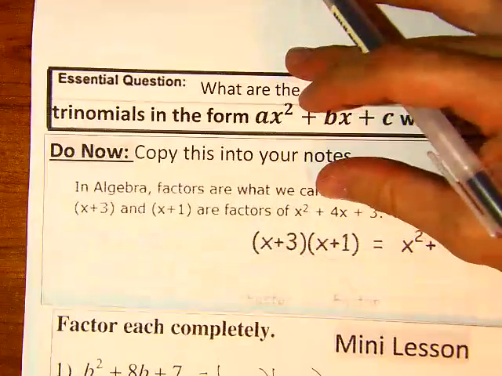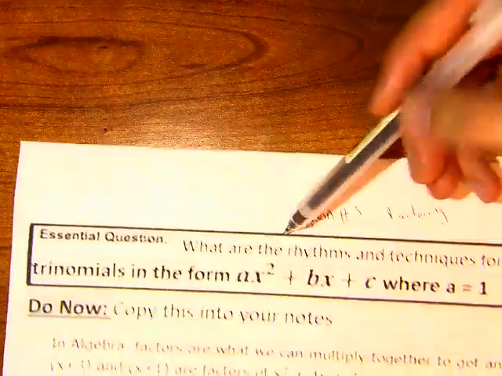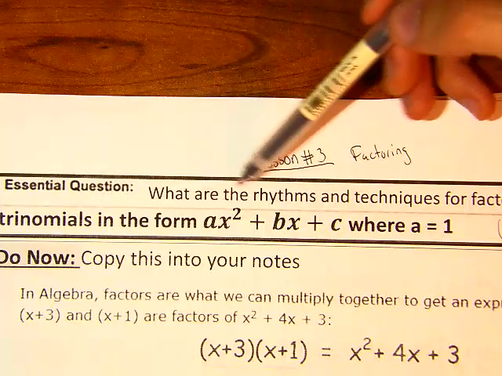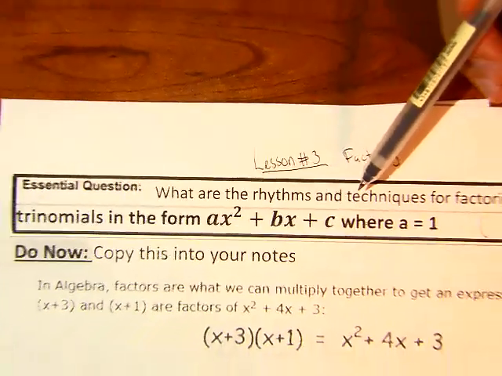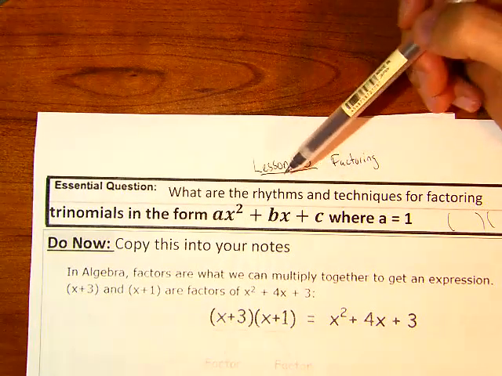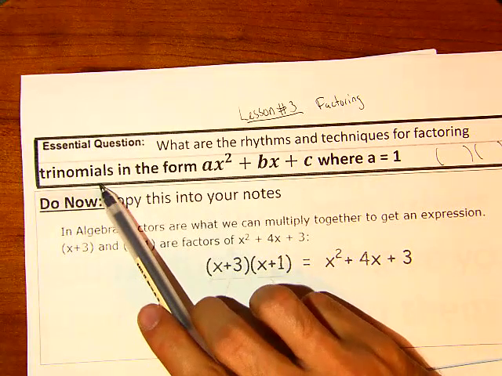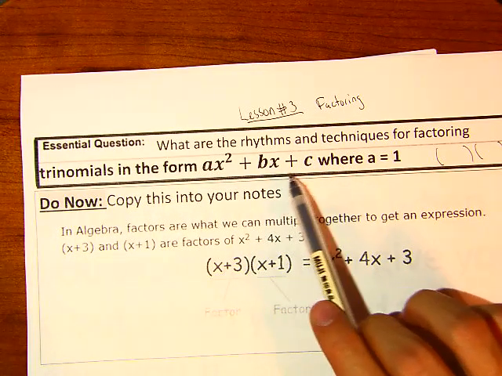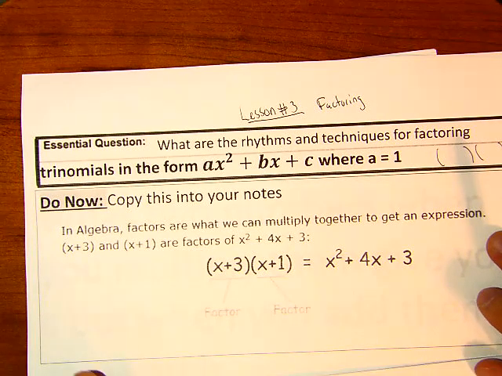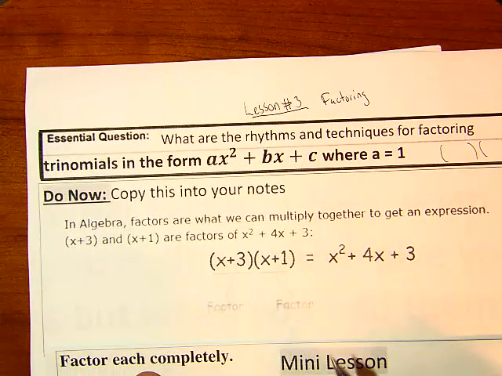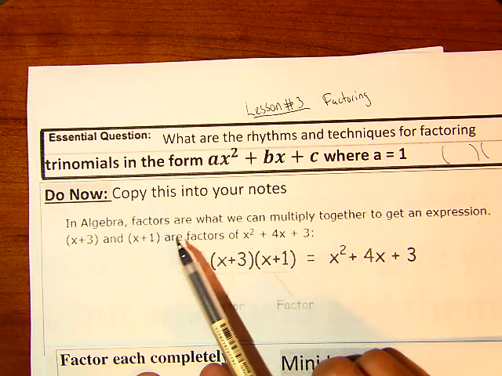If you don't remember the rhythm, the game plan is, what are the rhythms and techniques for factoring trinomials in the form ax squared plus bx plus c, where a is equal to 1? We're going to learn the techniques for it. What I'd like you to do is have this in your notes. This will be very good.